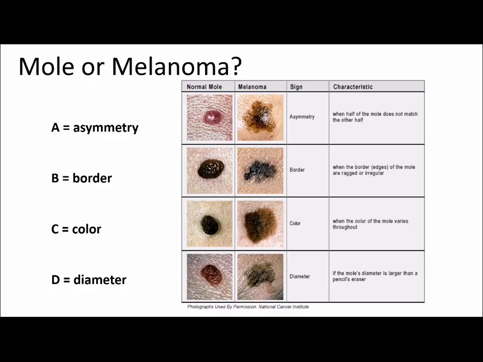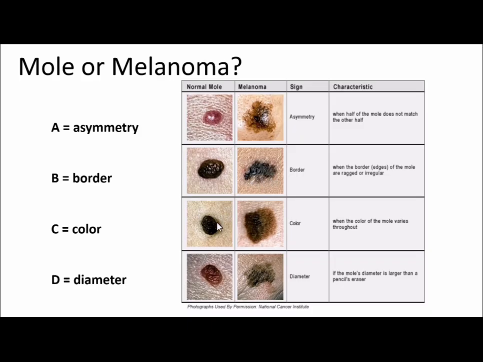The A stands for asymmetry. These first two images show a normal mole. It looks fairly symmetrical on either side. Our melanoma here has spread out and does not look symmetrical. This side does not look the same as the other side. So A is asymmetry. Then we have B for the border. Do we have nice clean edges, like what you would see in a mole, or do we have an irregular border, which is what would be seen in a melanoma?